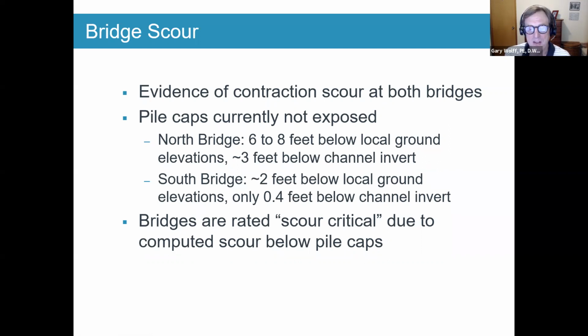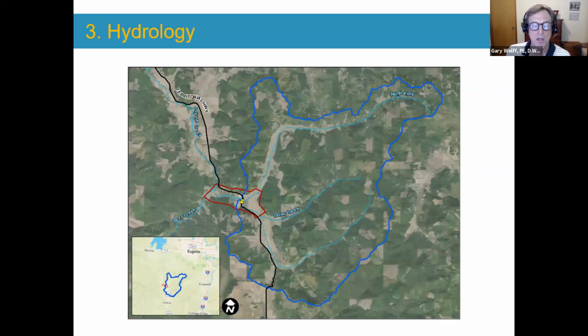There was a quantitative analysis of these bridges done many years ago where they did what I'm going to show you. They did a hydraulic analysis and computed the potential scour during a large flood that showed potential exposure of the pilings. And that's why these bridges have a scour critical rating, and something we want to address as part of this project. So, okay, that's an overview of channel stability. Let's move on now to the hydraulic design process. First, we'll talk about the hydrology, the design flows.